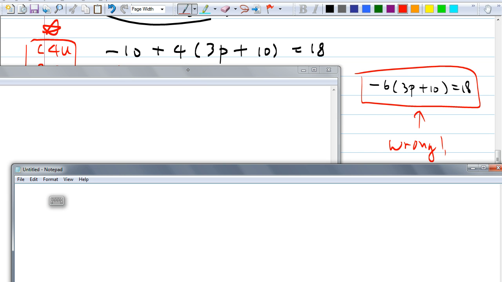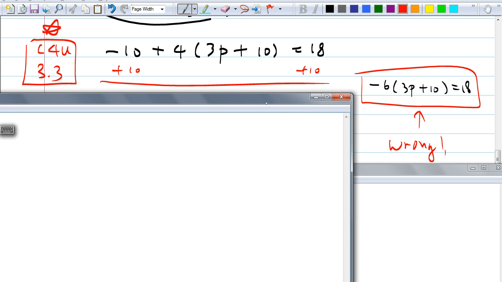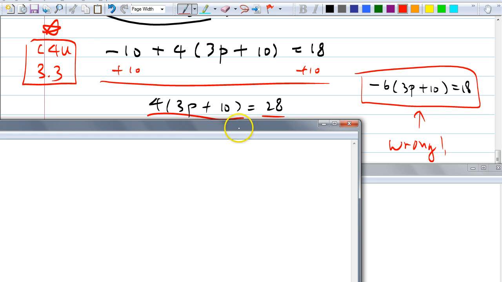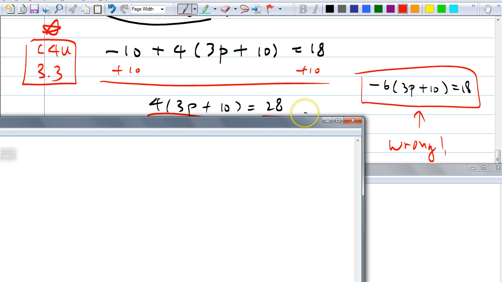Class, what should we do first here? How about Joseph? What do we need to do? What's our first step? Add 10. This is the first step, guys. Does that make sense? Yes. Well, they didn't show that they added 10, they just wrote that. That's okay. And then once you do that, you get 4 times 3p plus 10 equals 28.